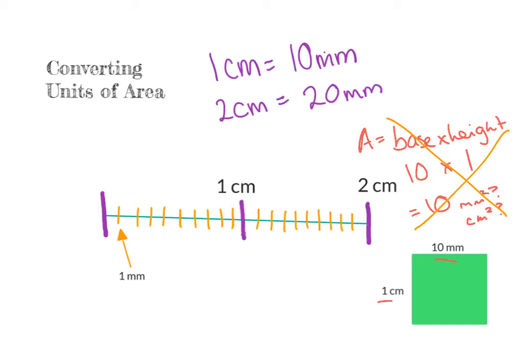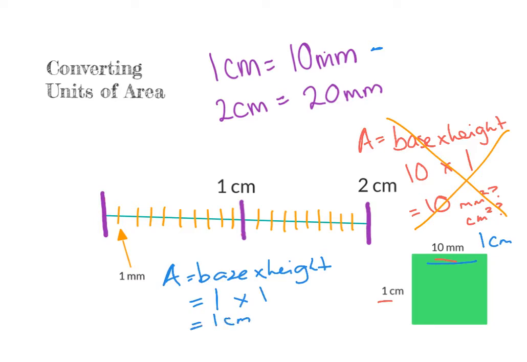I can either turn this 10 millimeters over here into centimeters. And how would I do that? Well, looking back up here, 10 millimeters is actually a centimeter. So this would be 1 centimeter. Then I'd go area equals base times height equals, my base is now 1 centimeter. My height is also 1. So 1 times 1 is 1. And I'd have it as 1 centimeter squared.